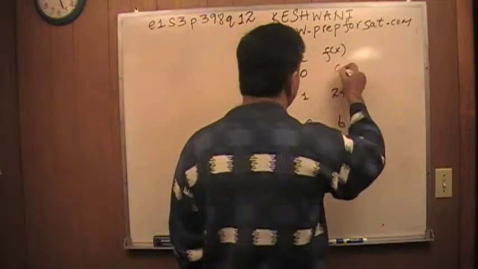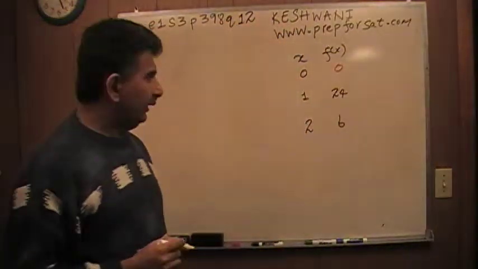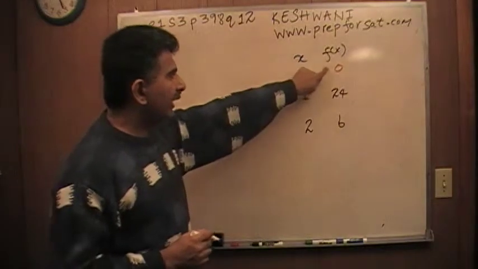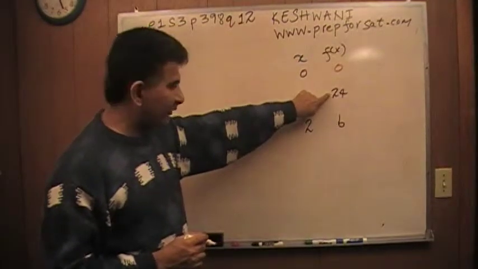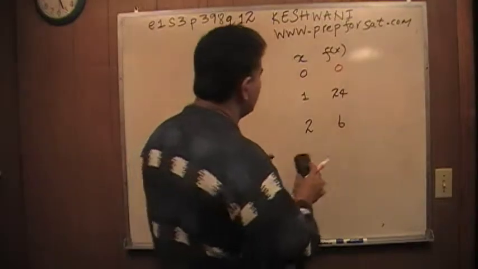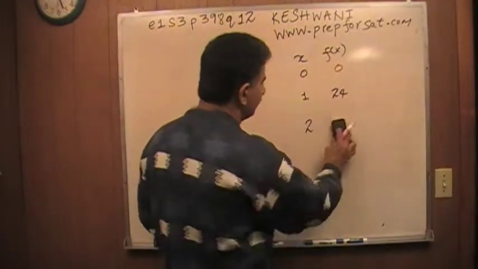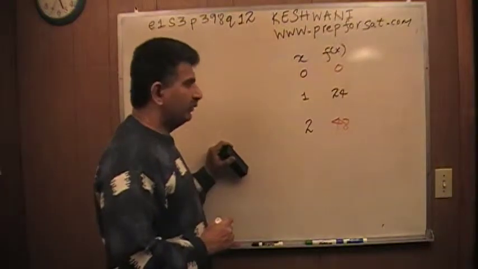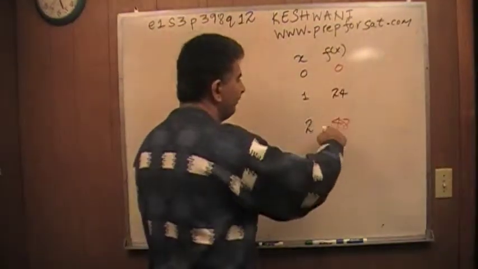Let's say you start with 0. Well, if you start with 0, then when x goes from 0 to 1, y goes from 0 to 24, an increase of 24. Then when you go from 1 to 2, there should be an increase of 24 again. It will be 48. 24 plus 24. As you can see, A plus B is 48.